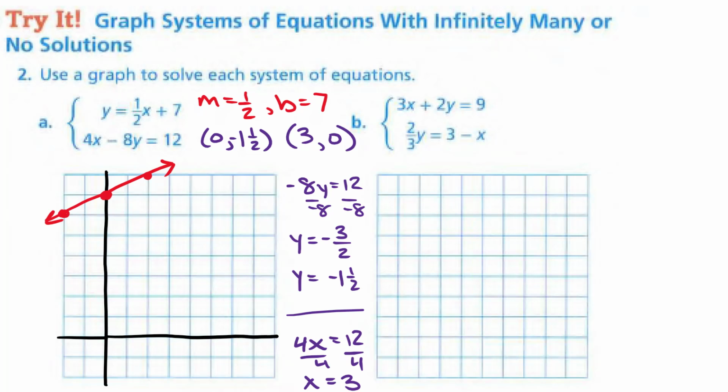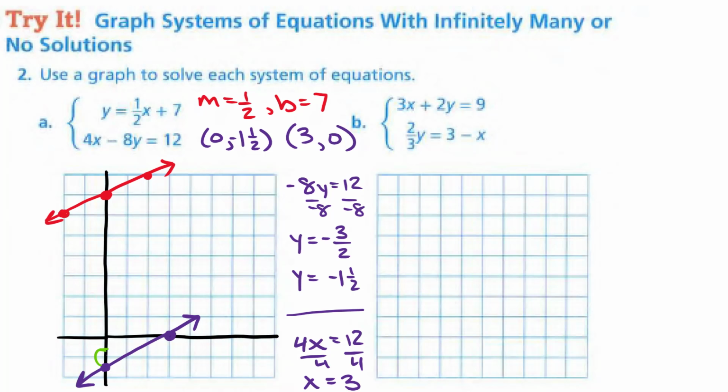Our first is at 0, negative 1 1/2. That's kind of weird right there. And then our second is over 3 and up 0. So when we graph these, we should see that the slopes are the same. That's kind of tough to tell because we have this fraction we're graphing, but if we went up 1 over 2, yep, we'd end up on the same line.